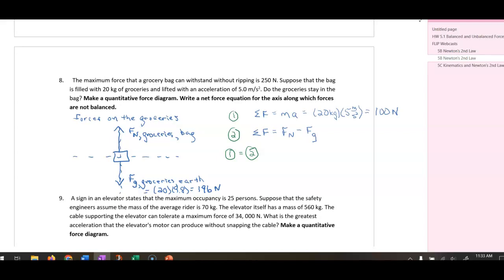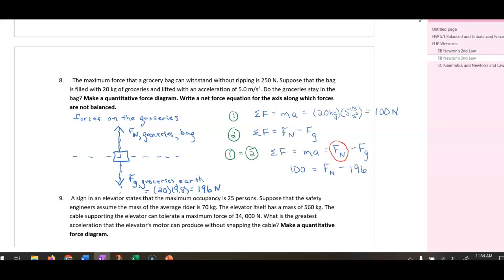Now I'm going to set these two equations equal to each other because they're both telling me how to calculate net force. One of them is m a. The other is the normal force minus the gravitational force. The thing that I'm solving for here is the normal force. If that force is bigger than 250 newtons, then the bag rips. Okay, so I've already calculated m a, that equals 100. I don't know the normal force yet, but I know that the gravitational force is 196.